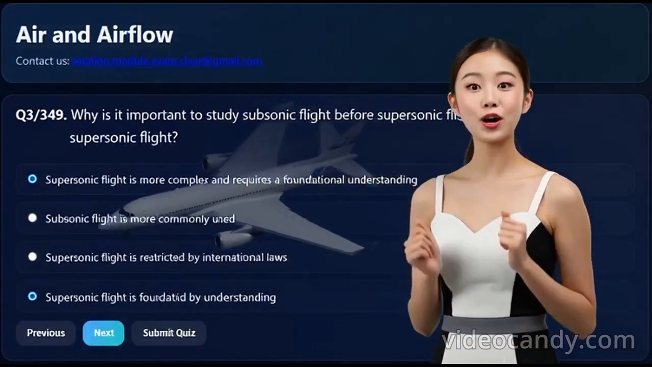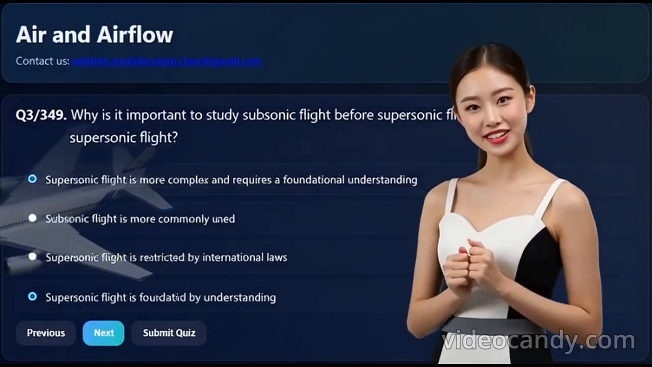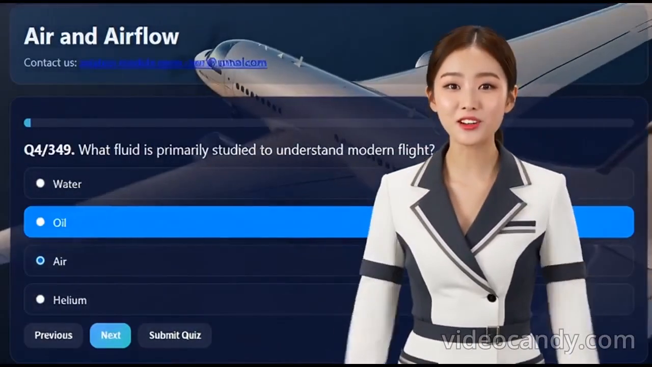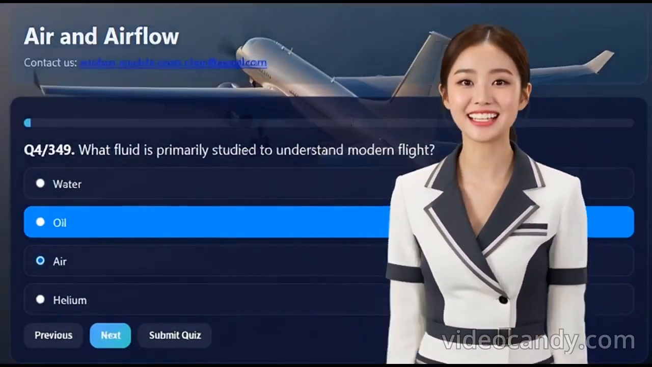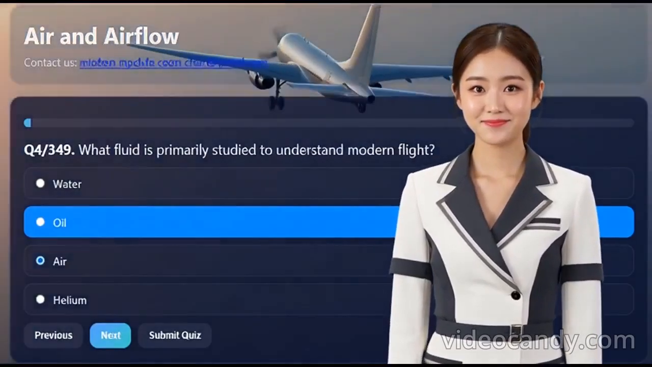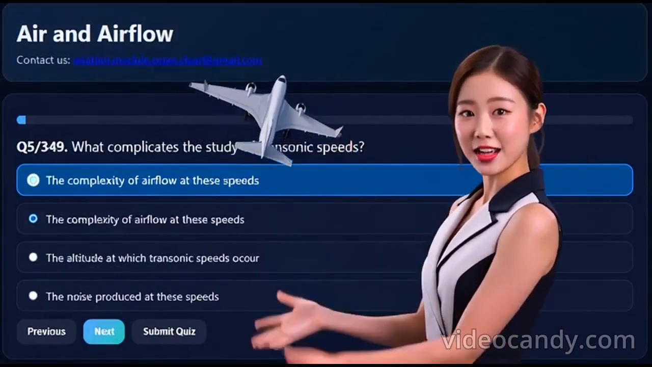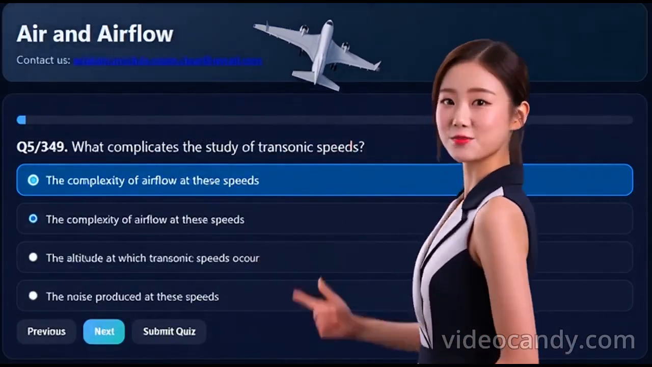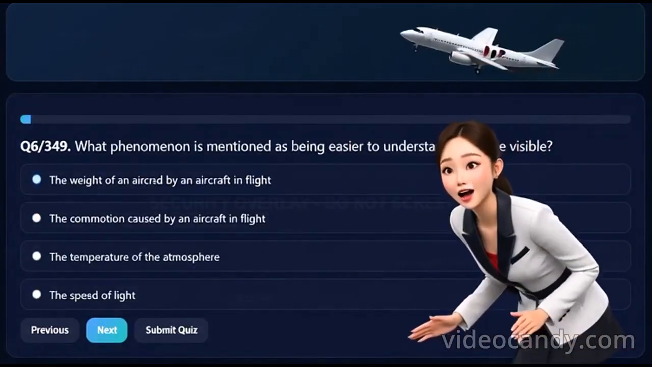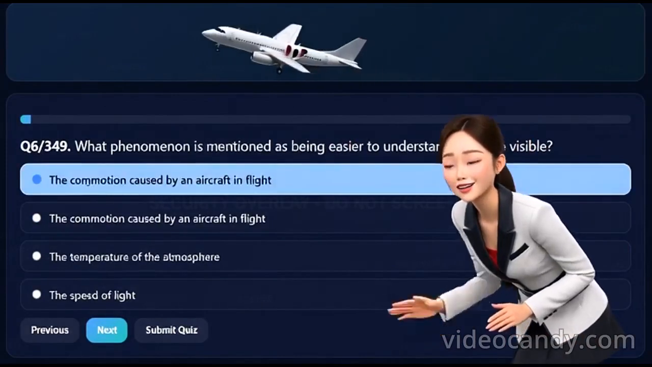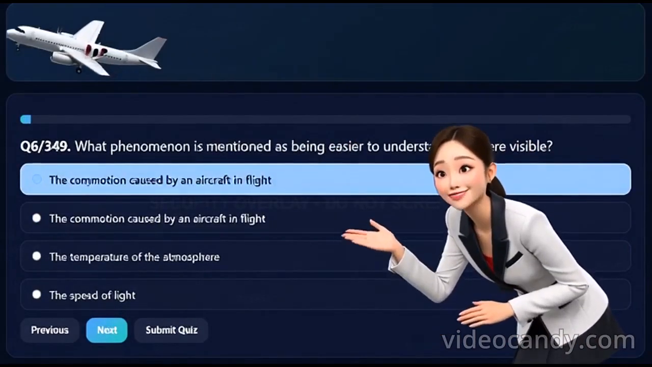Supersonic flight is more complex and requires a foundational understanding. What fluid is primarily studied to understand modern flight? Air. What complicates the study of transonic speeds? The complexity of airflow at these speeds. What phenomenon is mentioned as being easier to understand if it were visible? The commotion caused by an aircraft in flight.